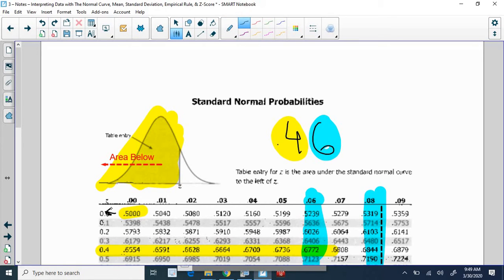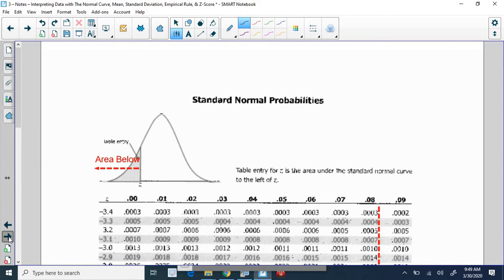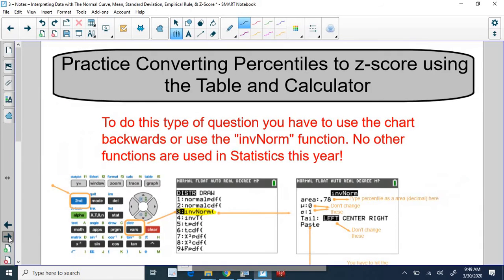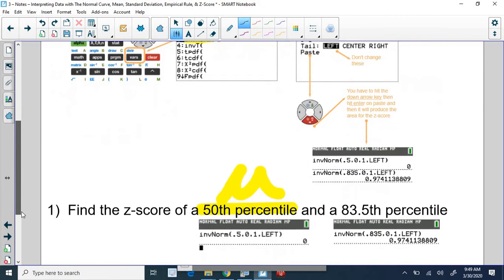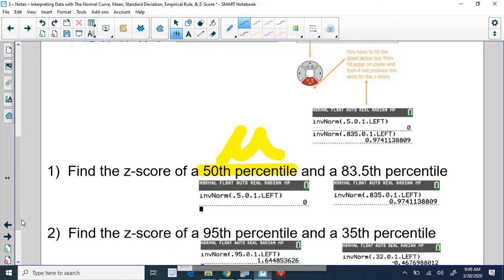It's 0. Okay, the other example I had was, how do you find the z-score with an area of 83.5 percentile? Now this is also on the empirical rule. Now, how did I get that?